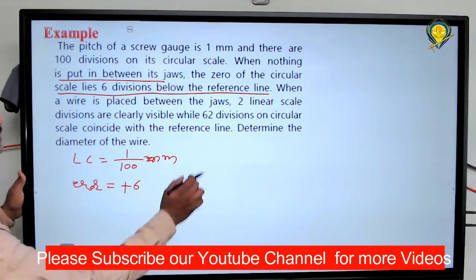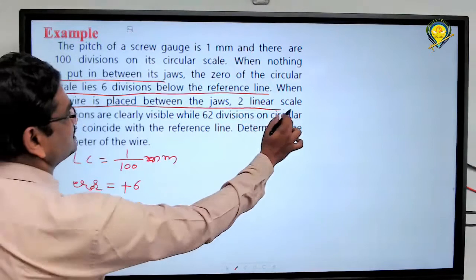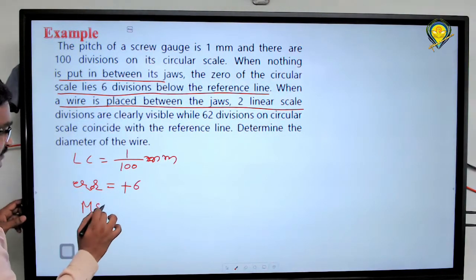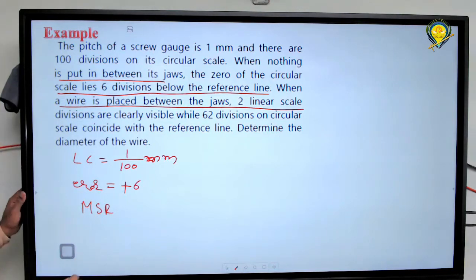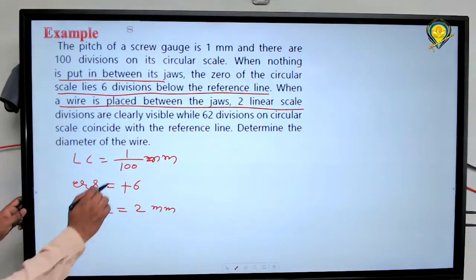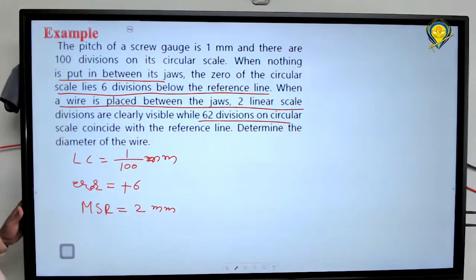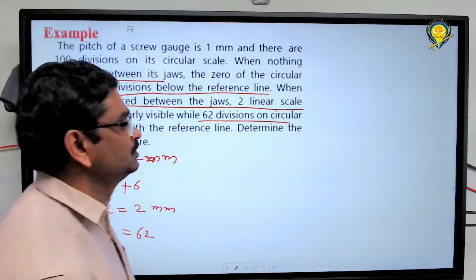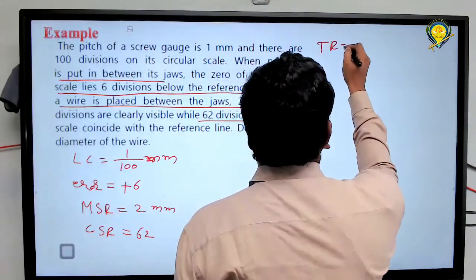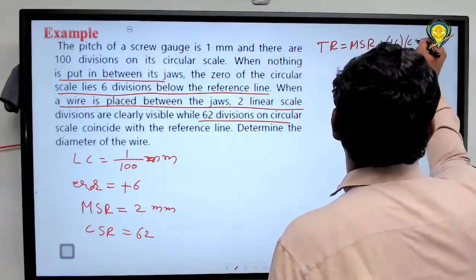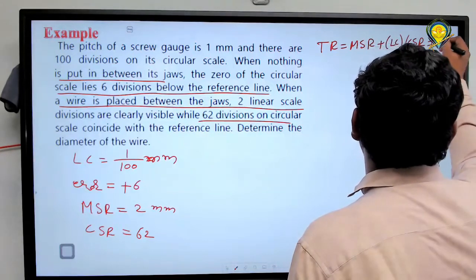Next. When wire is placed in between the jaws, 2 linear scale divisions are clearly visible. So main scale reading equal to 2 mm. Next one. And 62 divisions on the circular scale coincide with the horizontal line or reference line. So circular scale reading is 62. Now total reading. So main scale reading plus least count into circular scale reading plus or minus error.